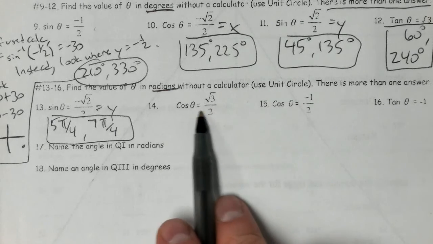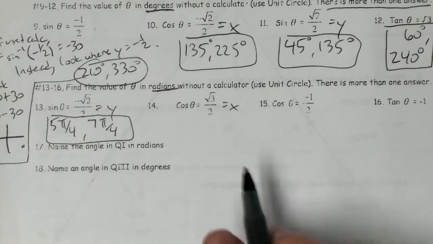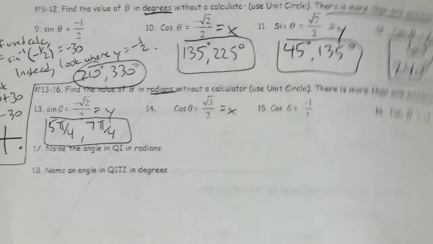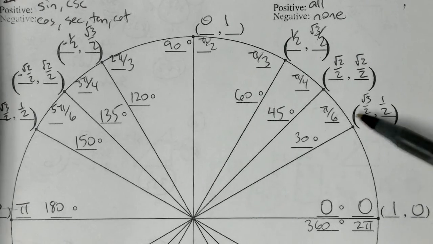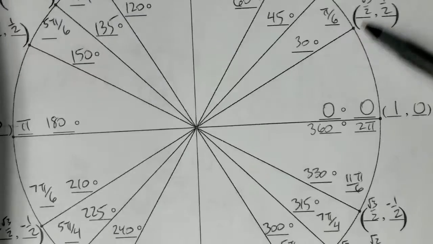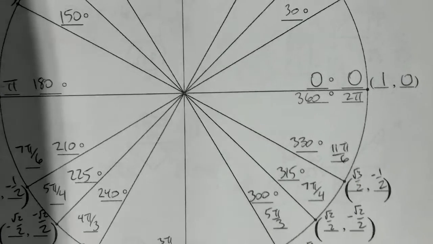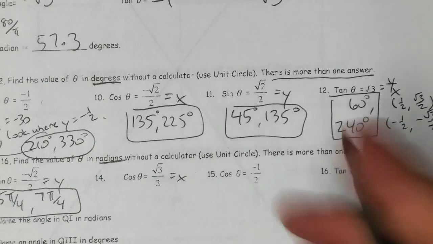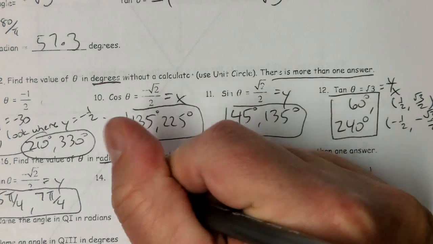Okay, then this one is the cosine is square root of 3 over 2, so that's x. Look on your unit circle where x is square root of 3 over 2. It's right there, so that's pi over 6. And it's also right there, which is 11 pi over 6.